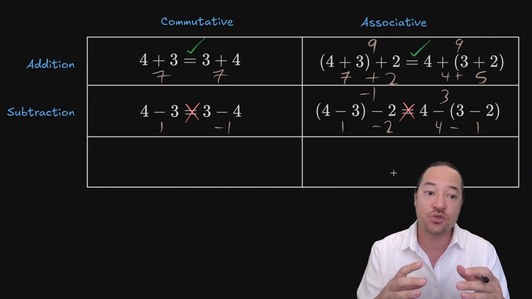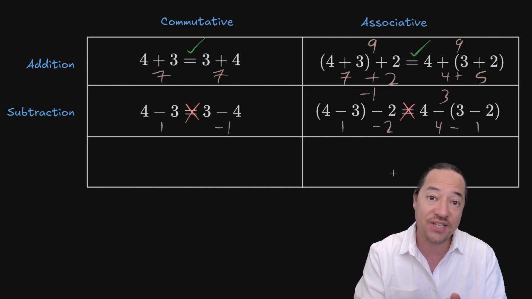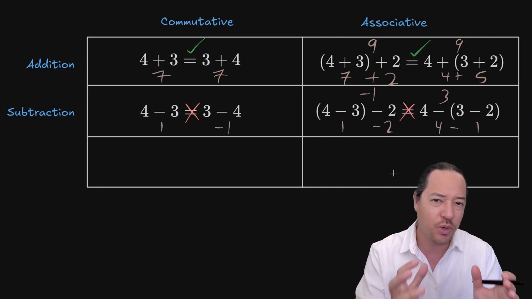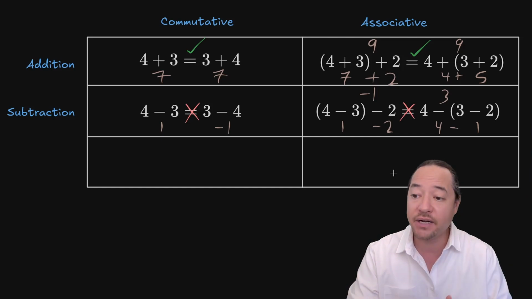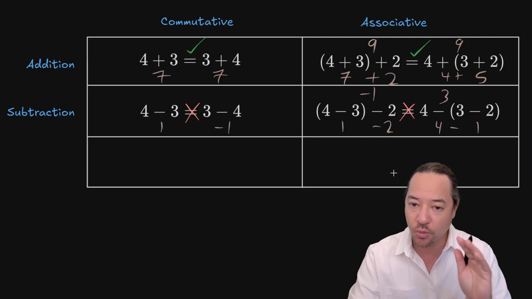Now, this is actually a problem because that means we can't work with subtraction in the same way as we can with addition when we're trying to solve equations, when we're trying to do algebra. It would be better if we could. It would be better if subtraction were commutative and associative. So what can we do?